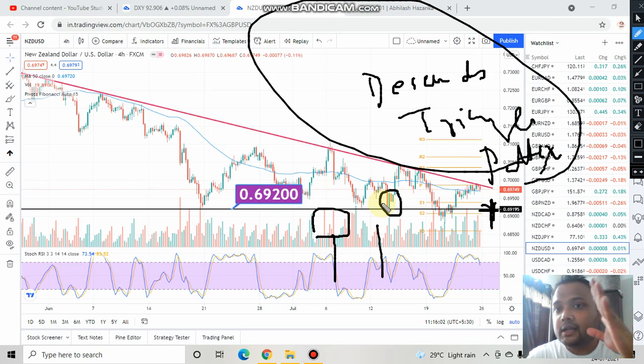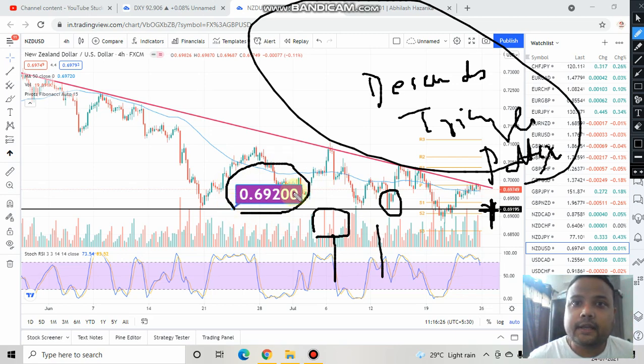But considering the descending triangle pattern, there will be a good opportunity to short the market if market crosses this level. So on Monday, if you see that market crosses this level 0.6920 with good volume or with a big candle, then we'll get the confirmation that yes, market is about to break the support level.